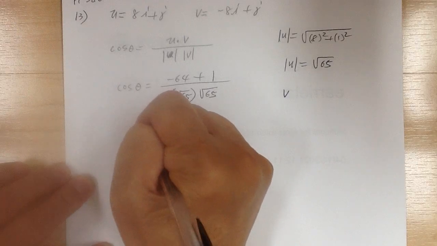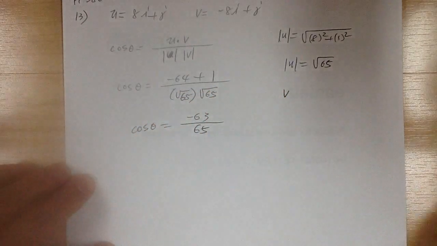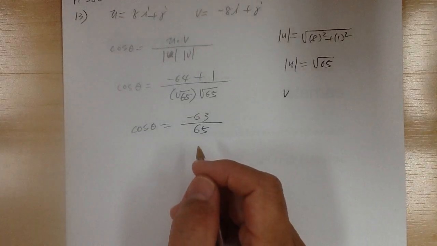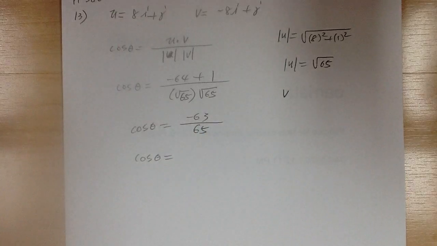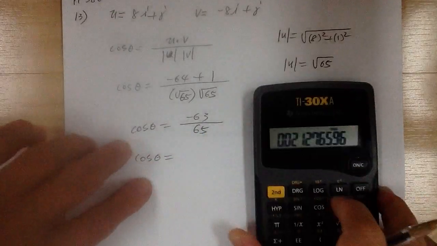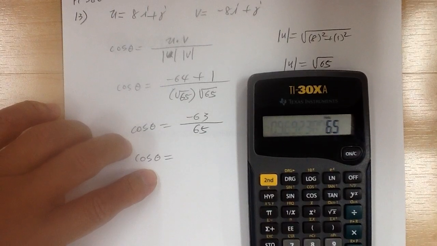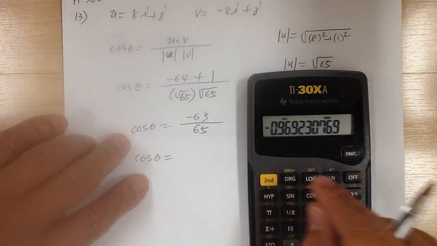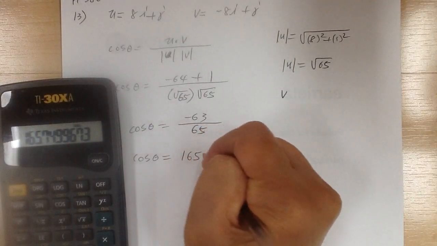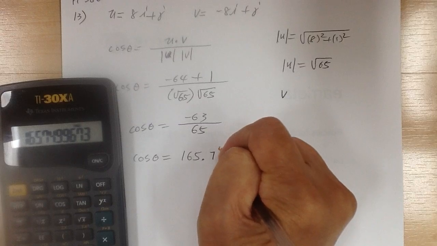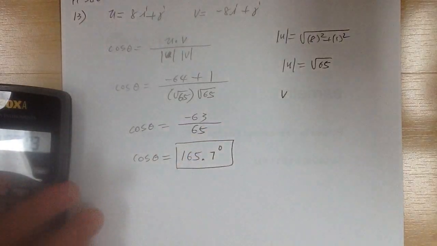So cosine theta is going to be equal to negative 63 over 65. Then you can get your calculator and work it out. So negative 63 divided by 65, push equals, and then you go second cosine, and you're going to get 165.7 degrees, right? Round it off to one decimal place, and that's it.